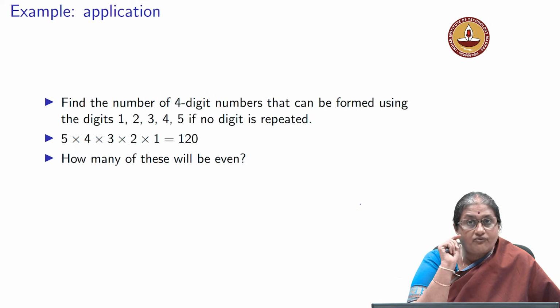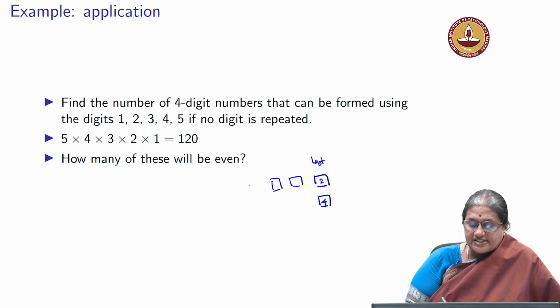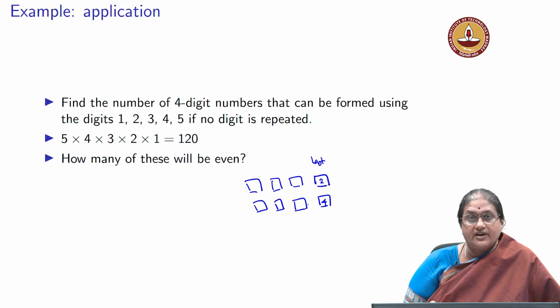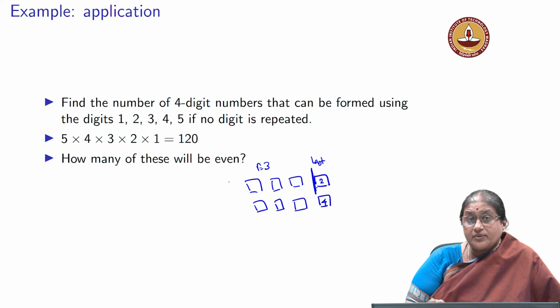I know that if I want to count the number of even numbers, the last digit can either be a 2 or a 4. I am fixing the last digit here. So, if I fix the last digit, I have 3 blank spaces that are available. Now, once I fix the last digit, my r becomes 3 and I can choose from the remaining.